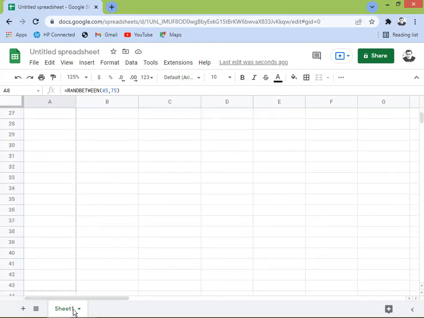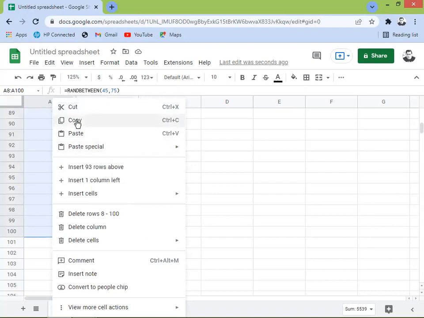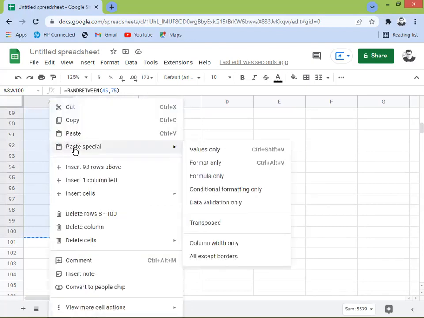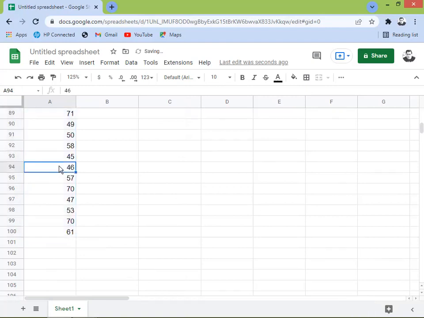No need for me to put the names of employees or whatever, because what is important here in our sample is just the numbers, or the X numbers, all right? So I'm gonna fix the numbers, so I'm gonna remove the formula. So just copy it and then paste special, values only. So we get values only.